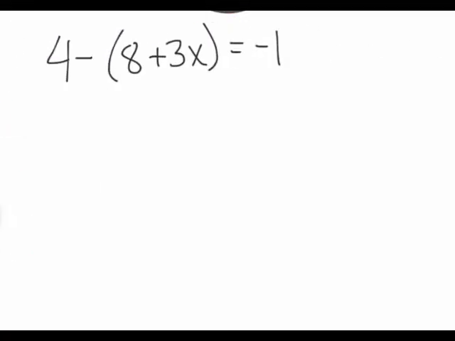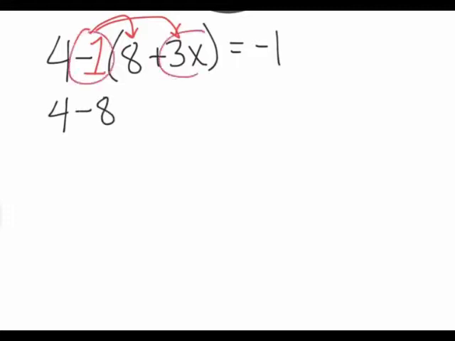In this problem, though, there's nothing out here to distribute. So, can we still distribute? Well, yeah, of course. Remember that there's actually an invisible negative 1 out front. So we just distribute a negative 1. If we distribute the negative 1, this equation becomes 4, negative 1 times 8 is negative 8, and then negative 1 times 3x is negative 3x.